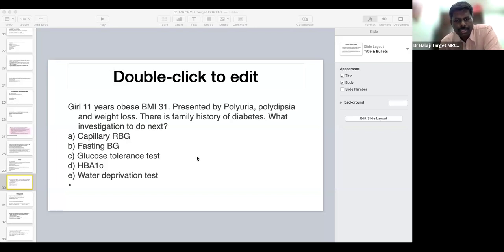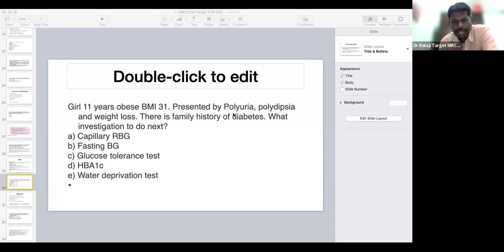So what is the glucose tolerance test? You are going to do a fasting sugar, then give a glucose load, then after 2 hours check the sugar. Okay, and this has to be done. Fasting means you may have to come the next day.